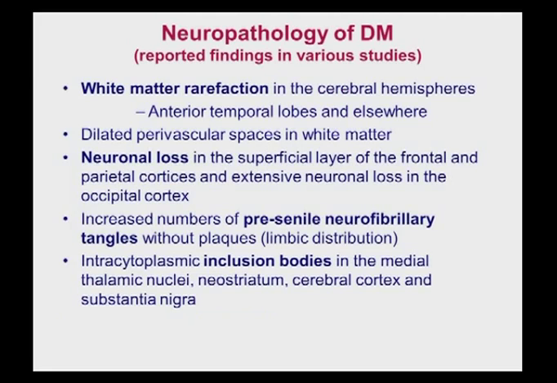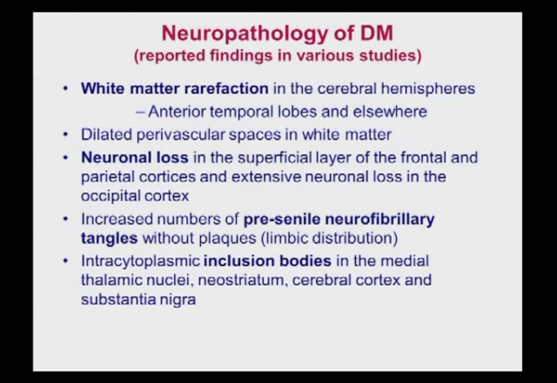I'm just going to walk through a list of things that people have seen in various published reports of the neuropathology of myotonic dystrophy. And it's not terribly impressive, frankly. So the white matter rarefaction, like I just showed you, is one thing that was shown in one or two reports. And I've seen it in a few of the cases that we've studied as well, but it's not a consistent finding. The dilated perivascular spaces, I've seen in a few of our cases. Again, not a consistent finding. And I rather doubt it has any real clinical significance.